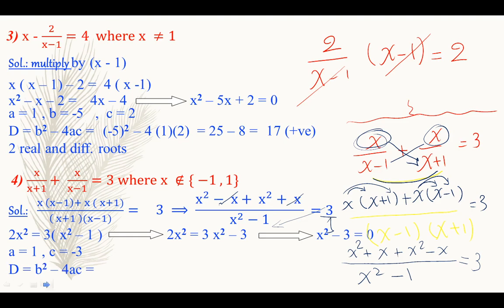The discriminant will be b power 2 minus 4ac. Here b squared equals 0, minus 4 multiplied by a, which equals 1, multiplied by c, which equals negative 3. The discriminant equals 12, which is a positive number. So the quadratic equation has two real and different roots.